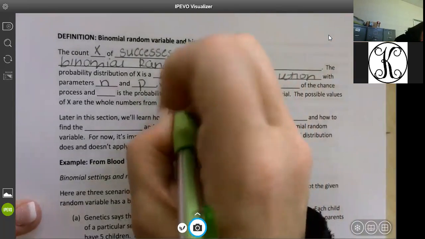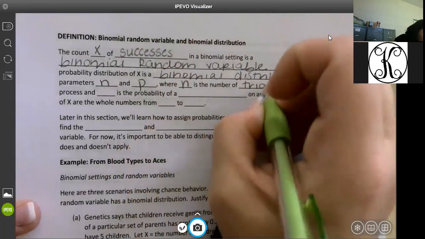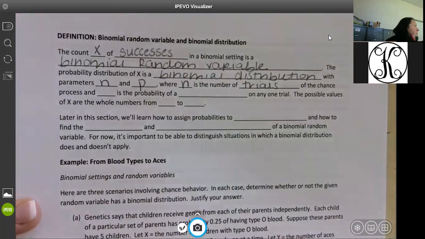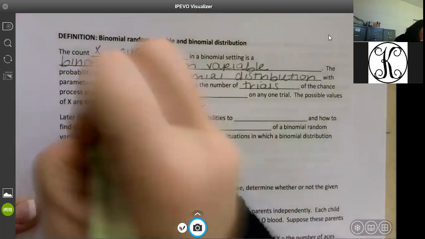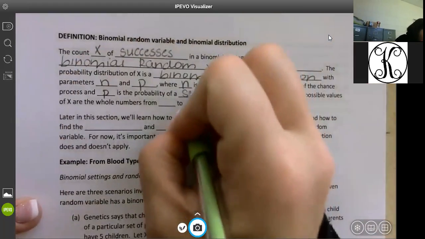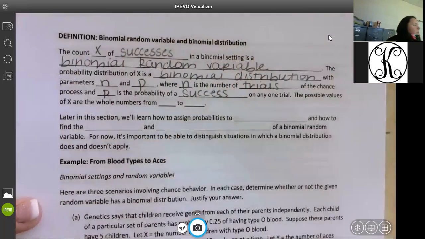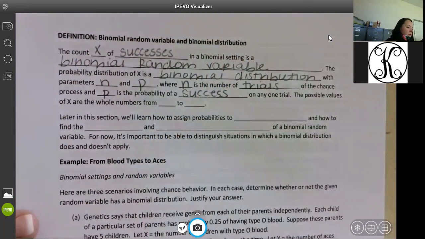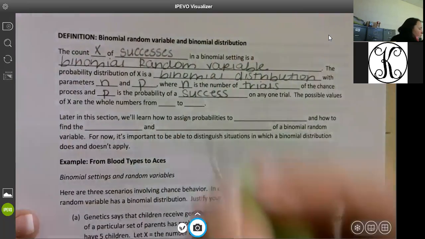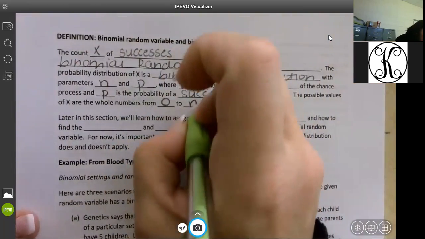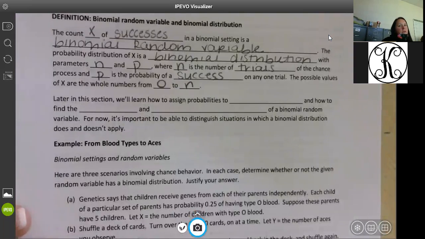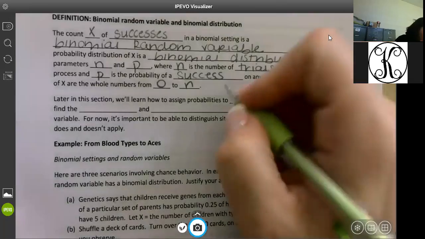n is the number of trials. So if we're doing 50 tosses of this coin, n would be 50. And p is the probability of a success. So if we wanted heads, our probability would be 0.5. The possible values of X are whole numbers from 0 to n. So if we're doing 10 trials, the possibilities would be 0, 1, 2, 3, 4, 5, 6, 7, 8, 9, 10. Okay.